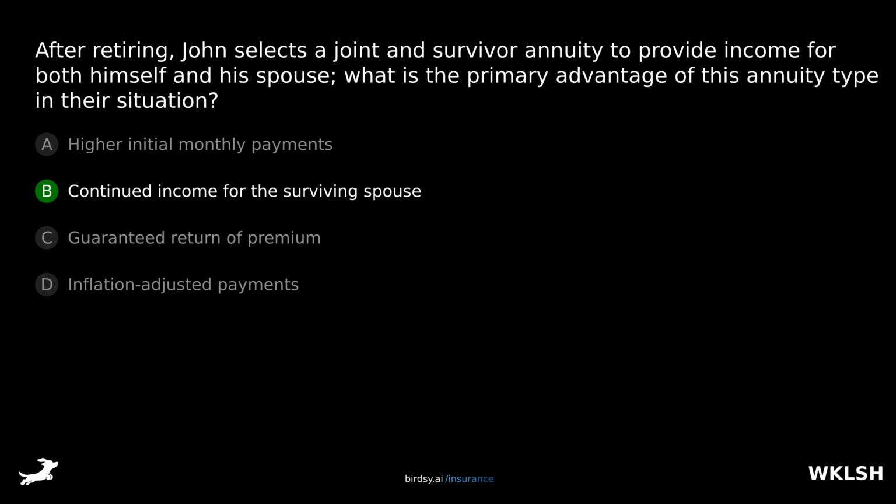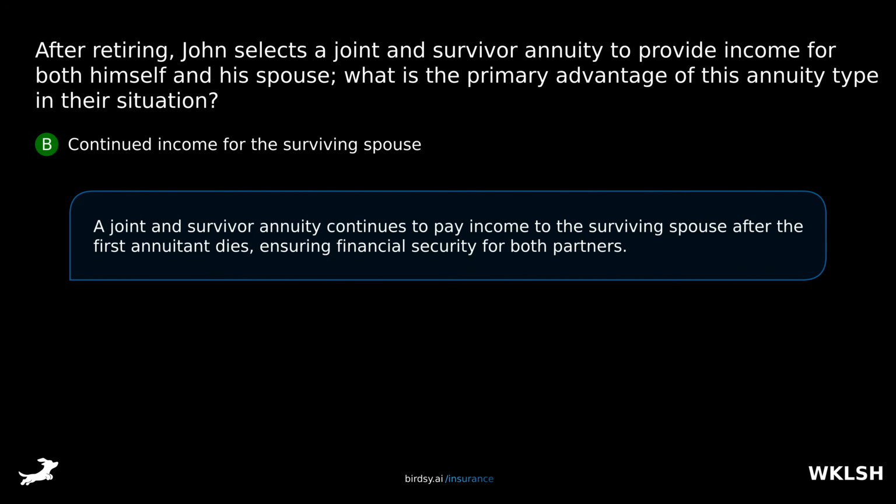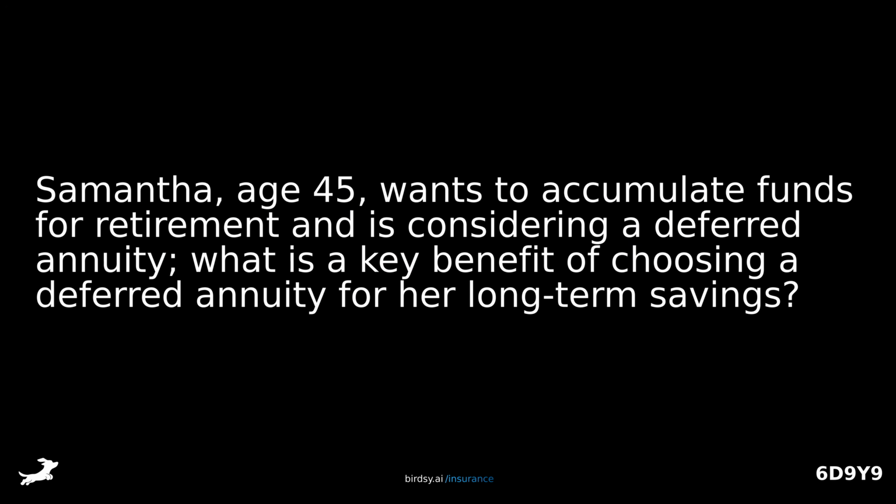Continued income for the surviving spouse. A joint and survivor annuity continues to pay income to the surviving spouse after the first annuitant dies, ensuring financial security for both partners. Samantha, age 45, wants to accumulate funds for retirement and is considering a deferred annuity. What is a key benefit of choosing a deferred annuity for her long-term savings?